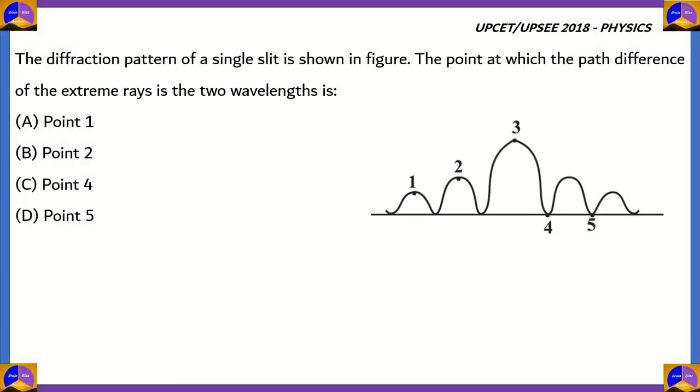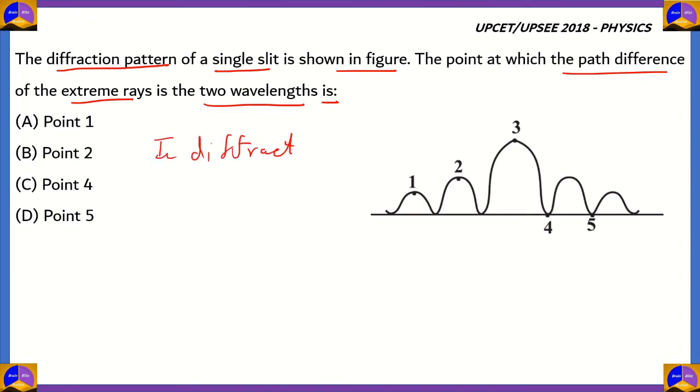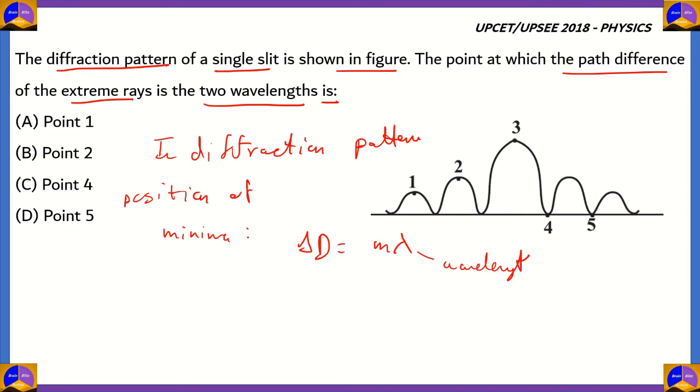Next question. The diffraction pattern of a single slit is shown in this figure here. The point at which the path difference of the extreme rays is two wavelengths is. So we are presented with a diffraction pattern, and we know that in the diffraction pattern, the position of the minima can be represented as delta D equals m times lambda, where lambda is the wavelength of the light.